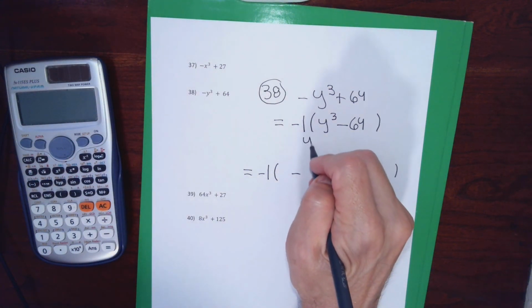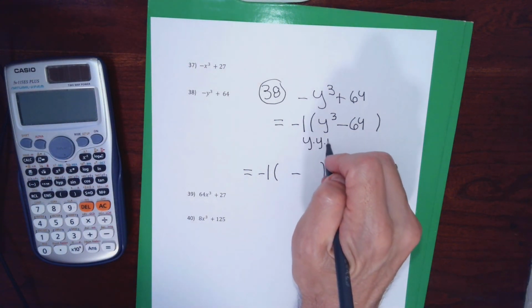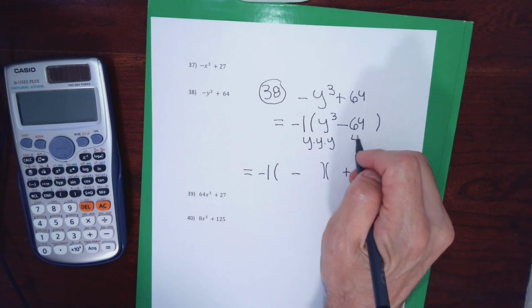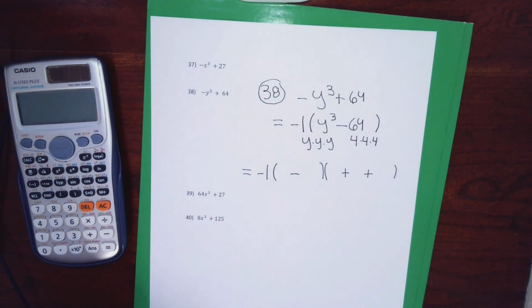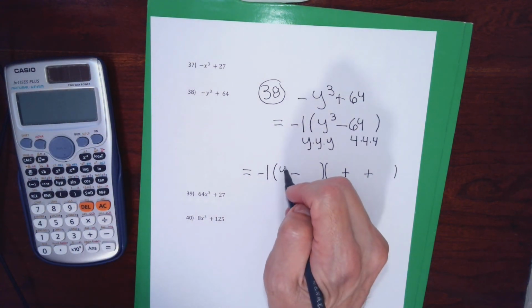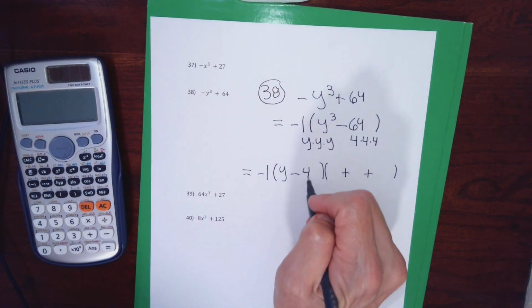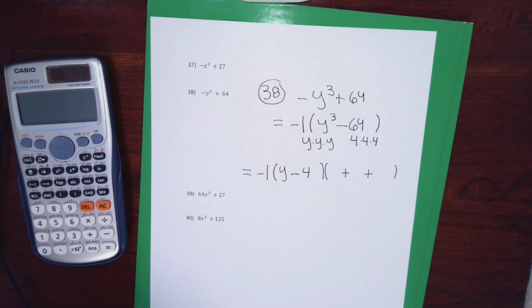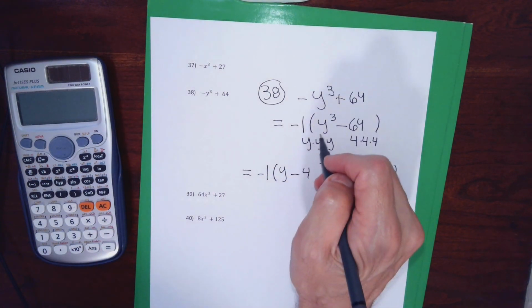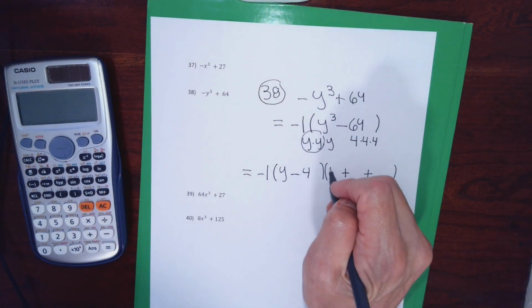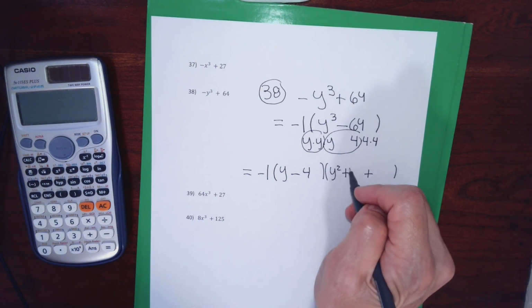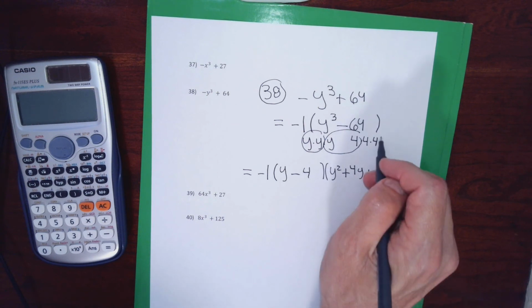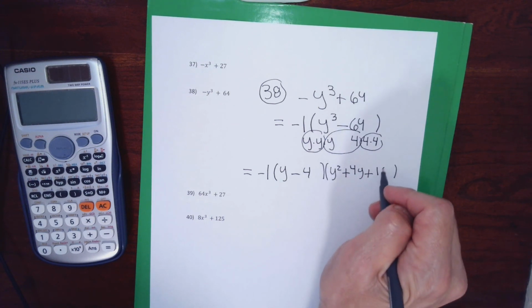Underneath the y cubed, I'm going to write y times y times y. And underneath the 64, I'm going to write 4 times 4 times 4. First parentheses, one of the y's, one of the 4's. Second parentheses, first pair is y times y, which is y squared. Second grouping is y times 4, which is 4y. Third grouping, 4 times 4, which is 16.